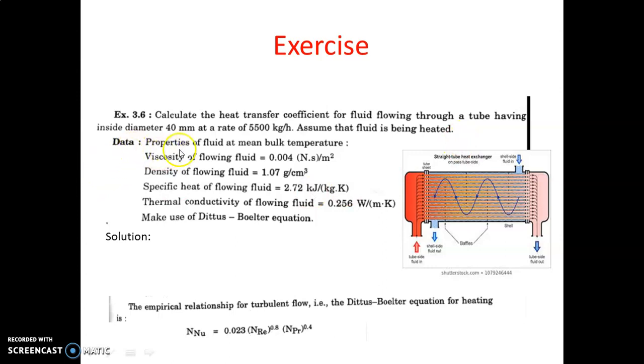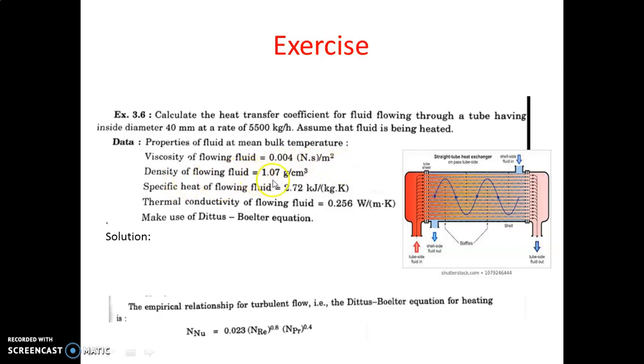So data is given that the properties of the fluid are at mean bulk temperature. Mean bulk temperature means inlet and outlet temperature divided by 2. So that is called mean bulk temperature. Then first was the viscosity of the flowing fluid, which is equal to 0.004 Newton second per meter square.